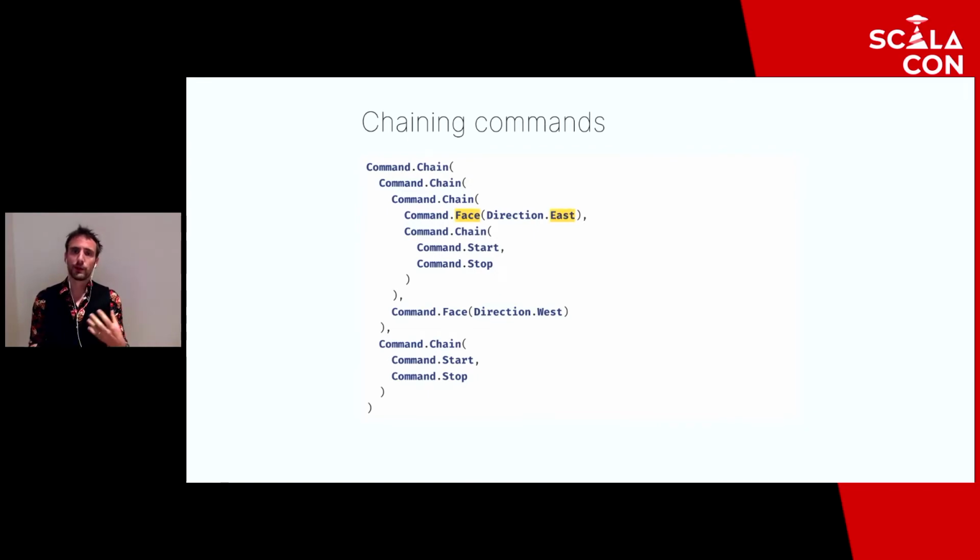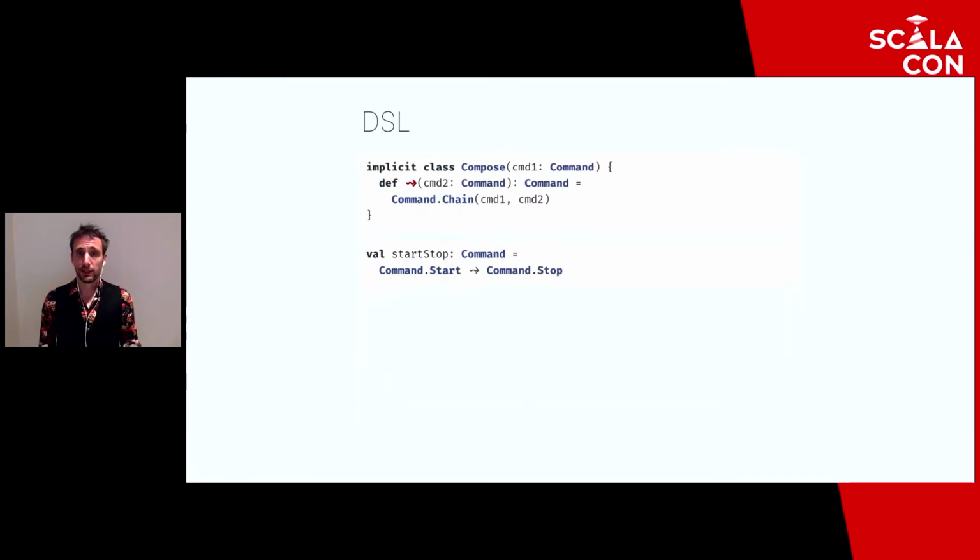This is telling the Gundam to face east, then start, then stop. Then to face west, then start, then stop. But this is not very pleasant to read, and I had to write that, and it was not pleasant. I do not want to do it again, and I do not want to show you another slide that looks like that. So we're going to do what every good Scala developer does whenever faced with this kind of situation, or even given half a chance. We're going to write a DSL.